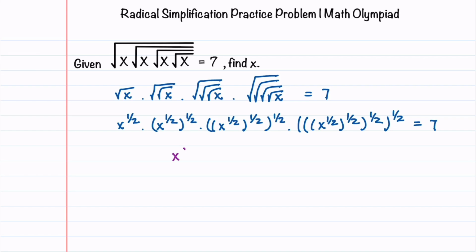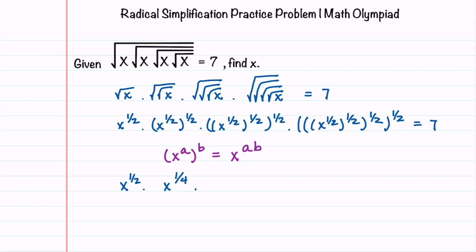When we have x to the a raised to the b, we multiply the constants. This gives us x to the a times b. We can use this to simplify our expressions with x to the 1/2. Our first expression stays x to the 1/2, and then our second expression is x to the 1/2 to the 1/2, so this is x to the 1/2 times 1/2, which is 1/4.